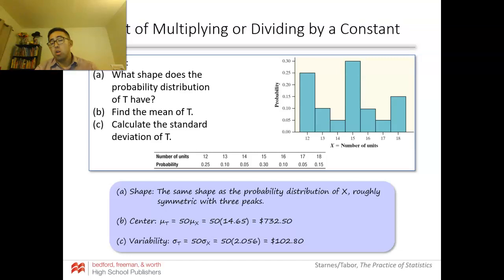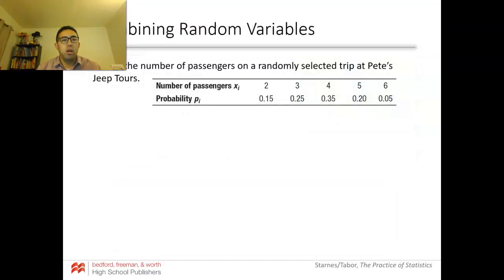But the mean is going to be a little bit different. You're going to have to multiply your current mean by 50, because the average is 14.65 units, and it's $50 per unit. That comes to $732.50. That is your expected cost. And because your spread also changes, you multiply the standard deviation by 50 as well, and that's how you get $102.80.